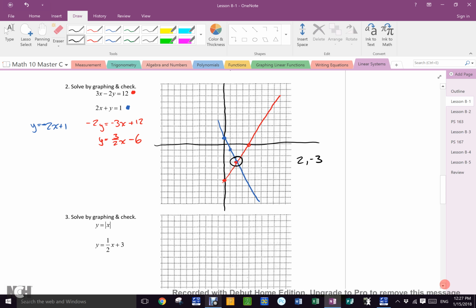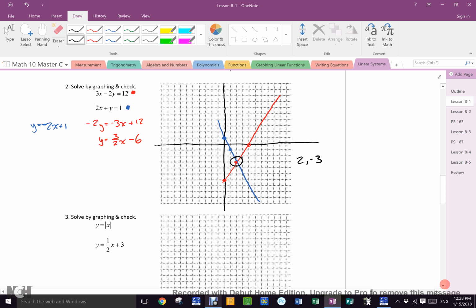Is there anybody that couldn't do number 2? Everyone could graph it, right? And everybody knows that wherever the lines touch, that's the solution. Is everybody cool? Everyone is good? Okay.